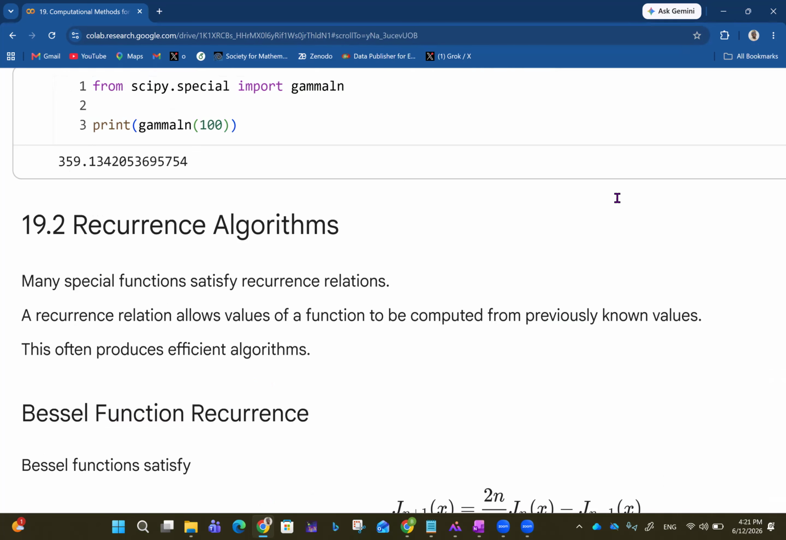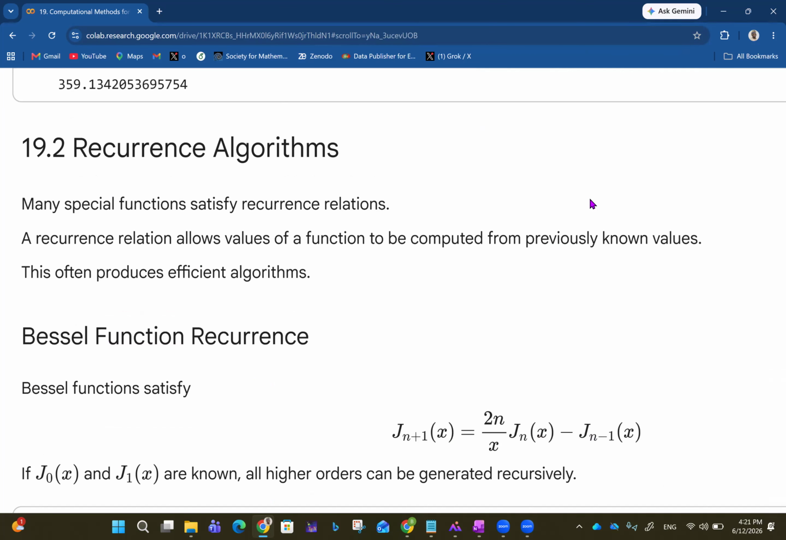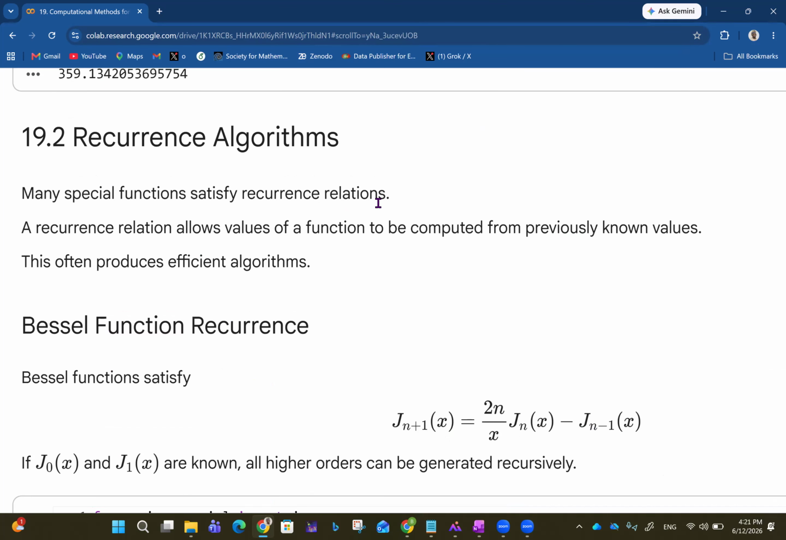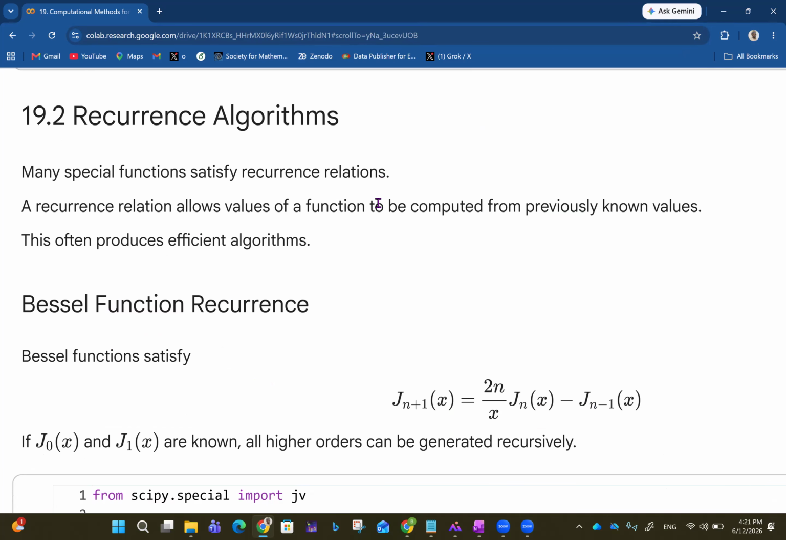We move on to talk about recursive algorithms. Many special functions satisfy recursive relations. We've seen that a lot: the Bessel function and the Legendre function can be generated using some kind of recursion formulas.